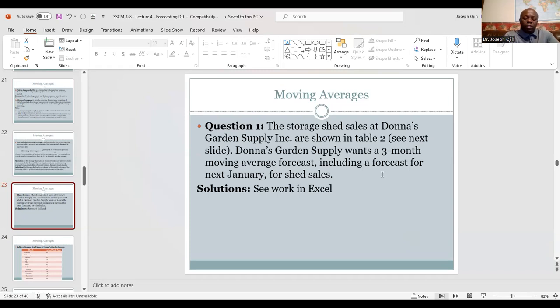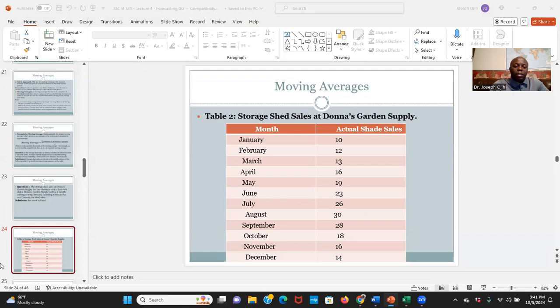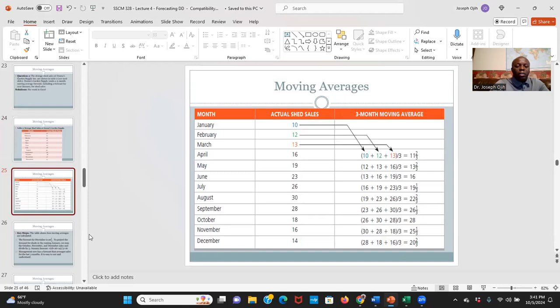To do this, the first thing is the data entry part, where you enter this data into Excel. Remember that you can do this manually. For example, for the first month, you can add sales in January plus sales in February plus sales in March, add them and divide by 3 to get the first moving average. And then you continue like that until you get the rest of the months. But here we're going to use Excel.